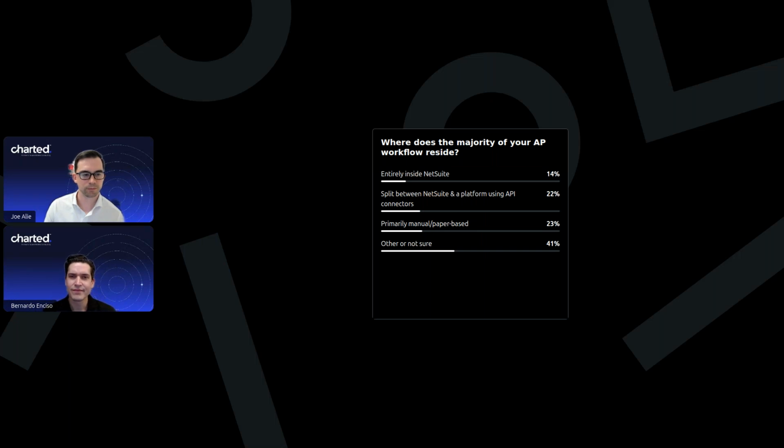All right, leading is primarily manual paper-based for 23%, but right there, split between NetSuite and a platform using API connectors at 22%. 14%, a healthy number, entirely in NetSuite, and 41% other or not sure. Any thoughts on these results, Bernardo or Joe?